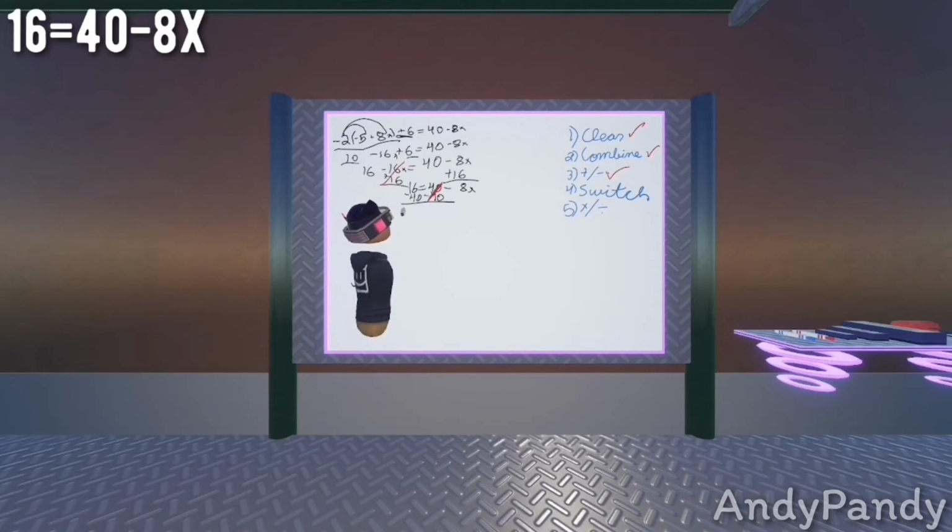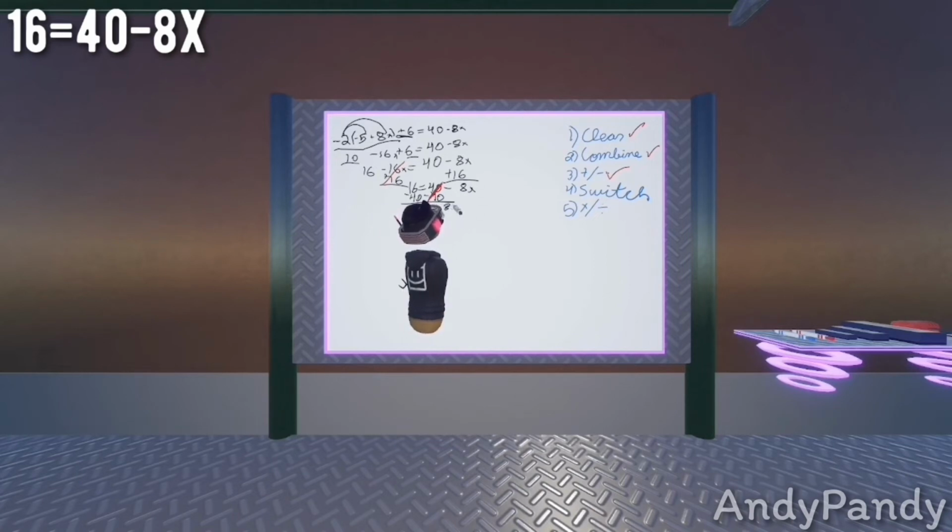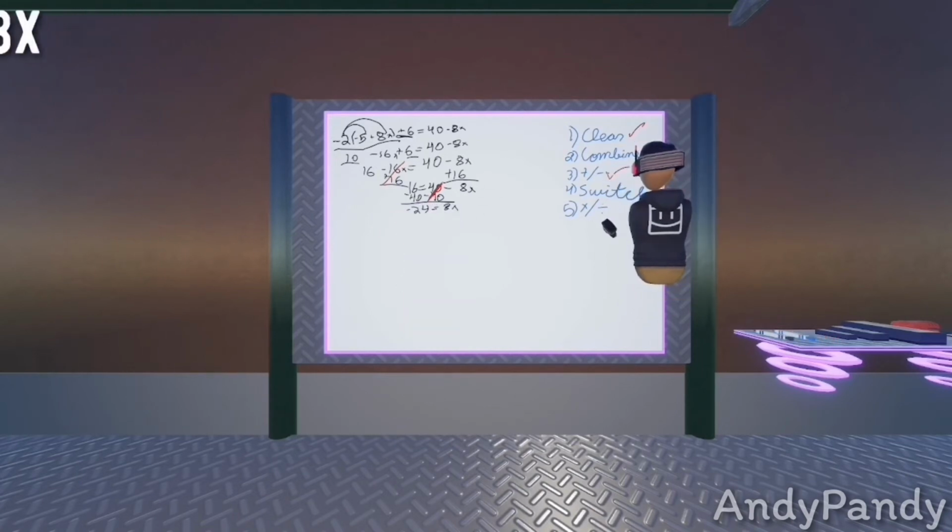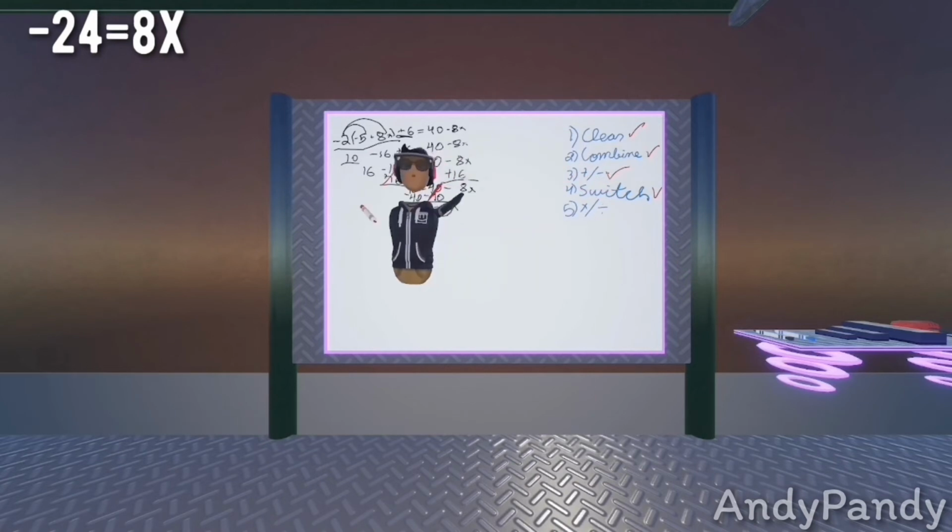So 8 goes into -24. So 8 divided by 8 equals 1. So we do what we always do and cross it out. 8 times 3 equals 24, so -24 divided by 8 is -3. That means x equals -3.